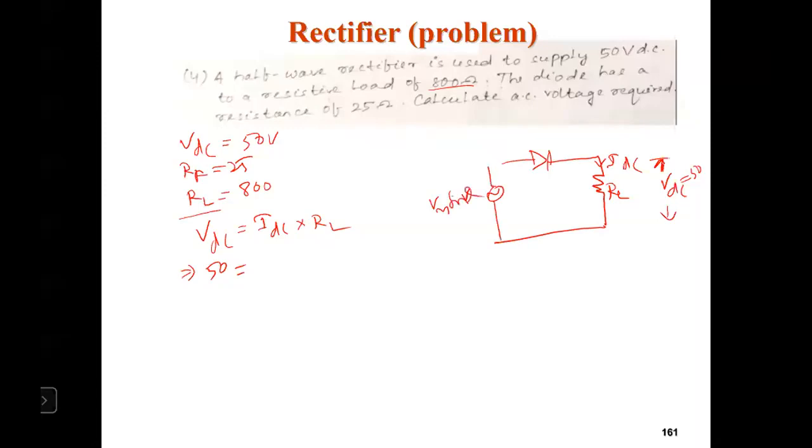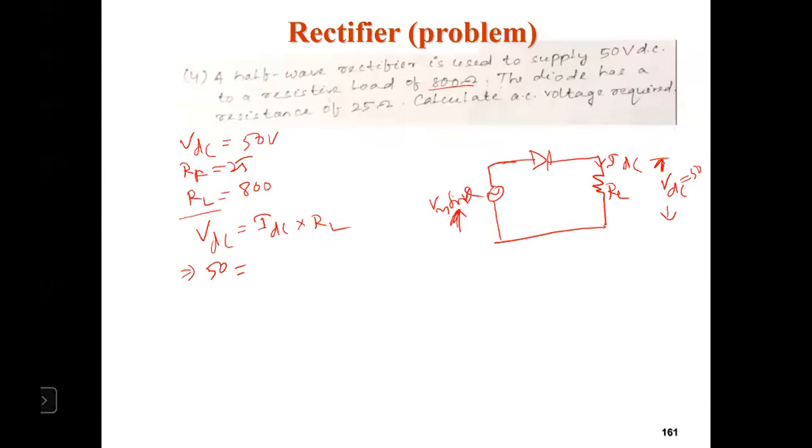Vm sin theta is the AC signal which is given. Your aim is to calculate this Vm, because the question says to calculate the AC voltage required. So VDC equals IDC into RL. Now this is the AC signal which is given, Vm.